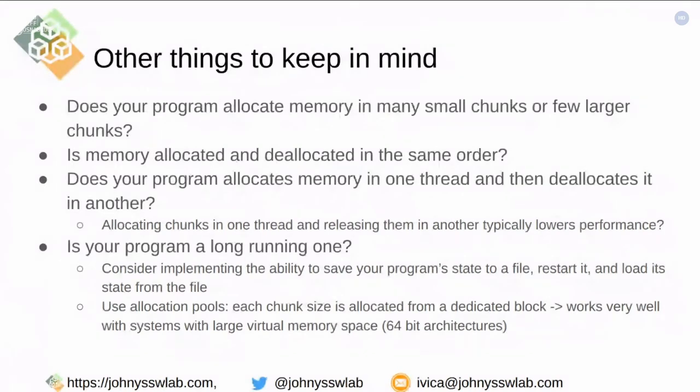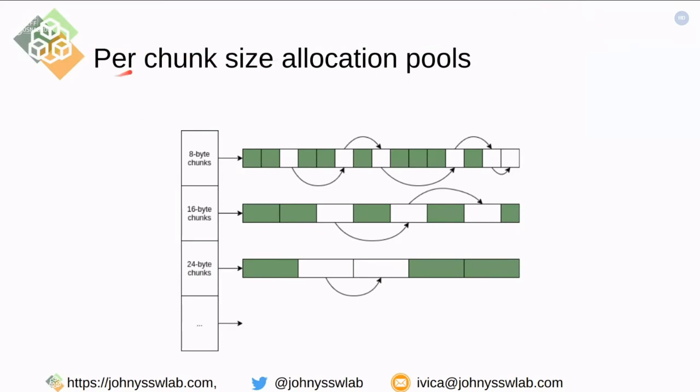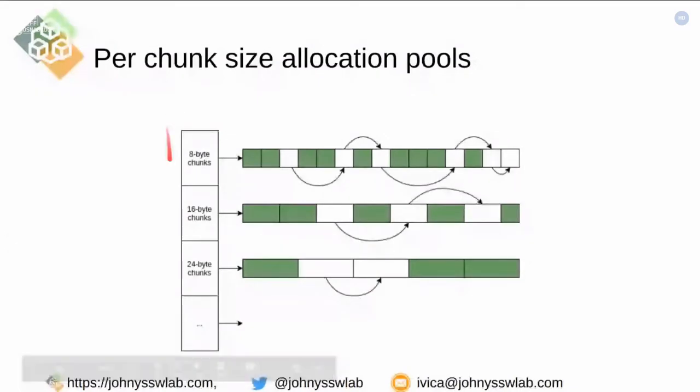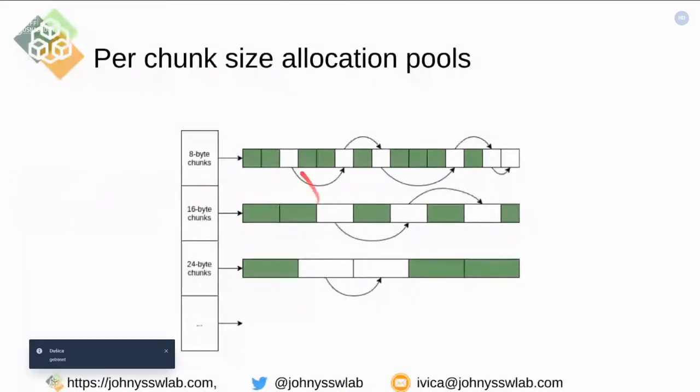This is also done for some applications. You can also use allocation pools, where you have several pools of memory depending on the chunk size. This works very well on systems with large virtual memory space, and these are typically 64-bit architectures. So desktop systems and some embedded systems have 64-bit address spaces, and they can benefit from that. This is how per-chunk-size allocation pools look like. There is one list for 8-byte chunks, another list for 16-byte chunks, and another list for 24-byte chunks, and the allocators actually do use this. Because in this case, you look at the size of the requested chunk, you go to the list, and then you just pick the first one from the list. This avoids memory fragmentation.